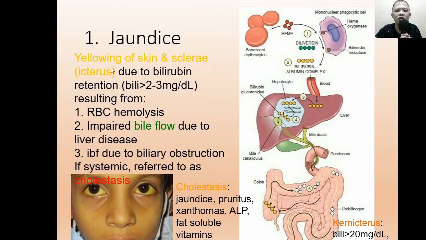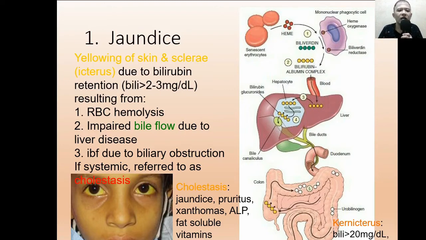due to retention of bilirubin. But when the retention of bilirubin becomes systemic, it is what we call cholestasis. The skin and sclerae manifestation is what we call jaundice. It results from the following. Number one, very common, you have RBC hemolysis. There's no liver impairment with RBC hemolysis.